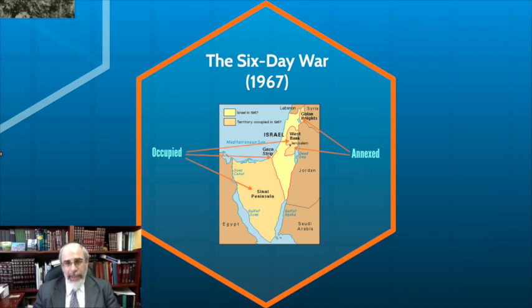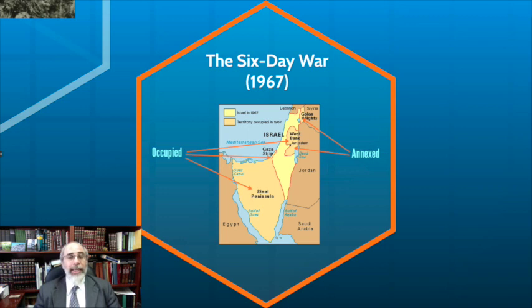In the case of the Sinai Peninsula, as we shall see, it was ultimately given to Egypt in exchange for a peace treaty, but no such arrangement was made ultimately for the West Bank and the Gaza Strip. Now, those are areas which are occupied, the Sinai Peninsula, the Gaza Strip, and the West Bank. Two regions were annexed, and this is quite distinct from occupied. Annexed means that these regions were formally incorporated permanently into the territory of Israel.